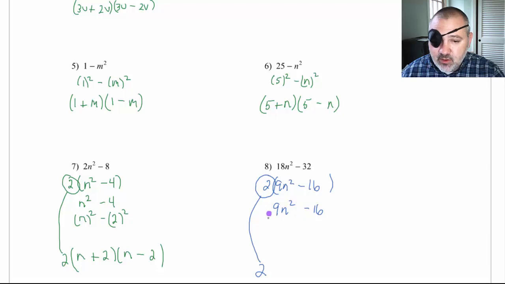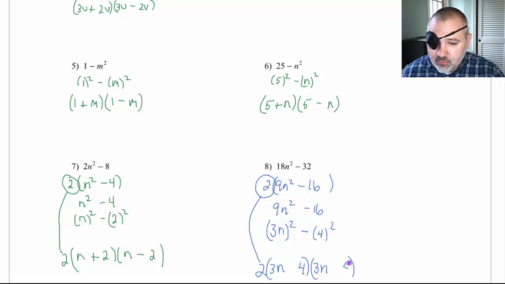Is 9n squared a perfect square? It is. You have to square 3n to get 9n squared. And is 16 a perfect square? It is. You have to square 4. So, one perfect square, second perfect square. Let's make our 2 groups. Finish this off, and we have 2 on the outside. 3n comes first in both of these cases. The 4 comes second in both these cases, and then I write a plus and a minus. And those are our difference of 2 squares.